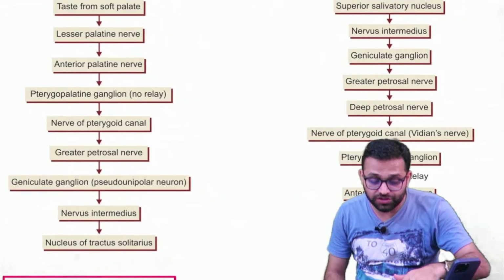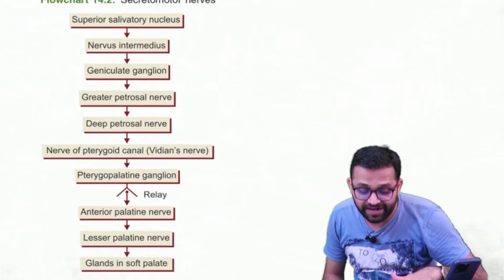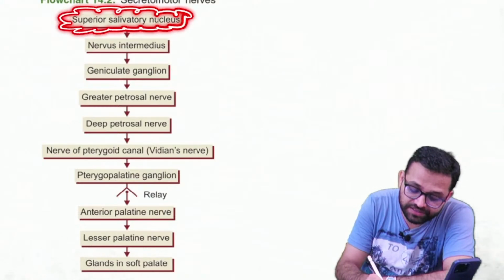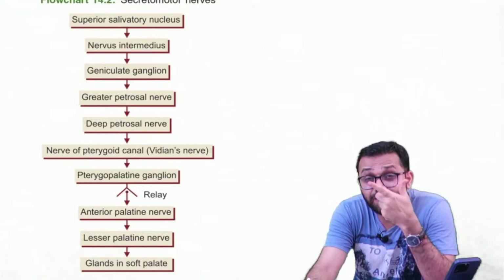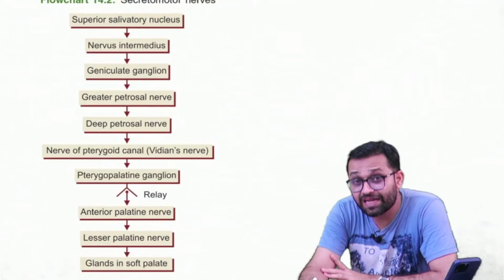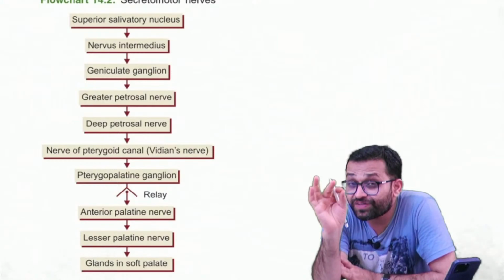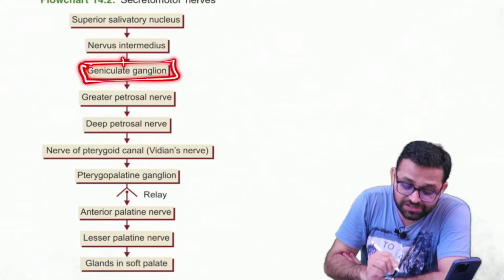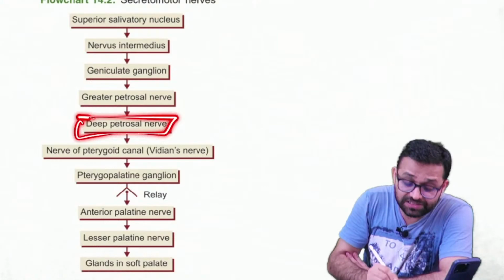One short flow chart for all of you. Also, the secretomotor nerve: how there is secretion from the palatine glands. This is the motor nerve. Whenever there is stimulation, when we are thinking, eating, or just smelling the food, the tasty food causes stimulation of the superior salivatory nucleus. Now the impulse reaches the sensory division of the facial nerve. What is the sensory division of the facial nerve? Nervus intermedius. Then the impulse reaches the geniculate ganglion, then the greater petrosal nerve.